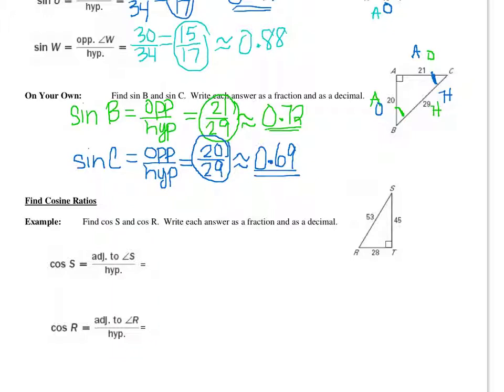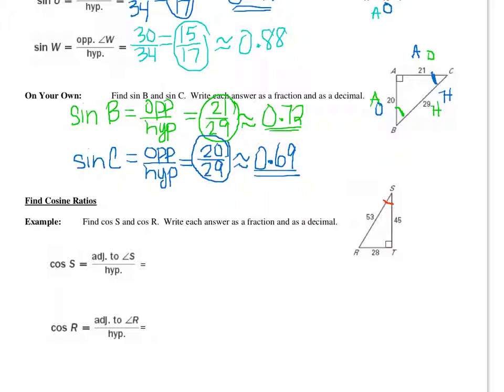All right, let's now use the cosine ratios here. So it says, for this next example, find the cosine of S and the cosine of R. Write each answer as a fraction and as a decimal. So we're going to start with the cosine of S. So we're going to identify S as our angle. So I'm going to mark that right there.